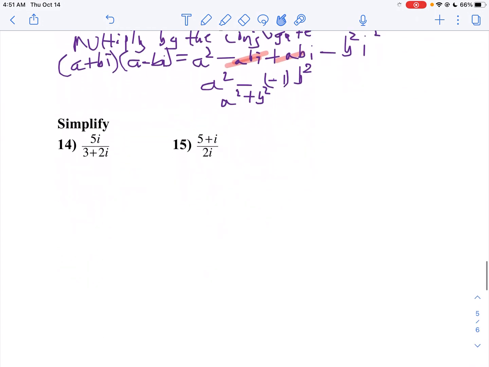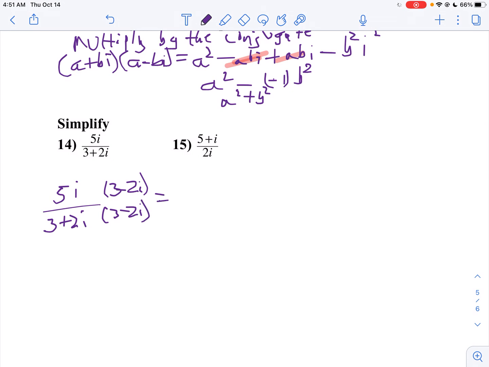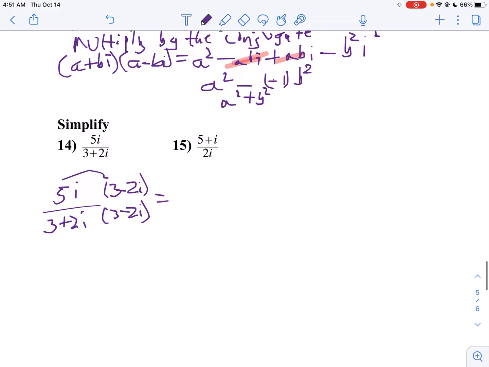So let's do that. Let's take a look at question 14. I have 5i divided by 3 plus 2i. So what I do is I multiply numerator and denominator by 3 minus 2i. Now, you're still going to have complex numbers in the numerator. So if we distribute 5i in here, I'm going to get 15i. Sorry about that. Got to put that i in there. It's not showing up. There we go. 15i, and then minus 10i squared.